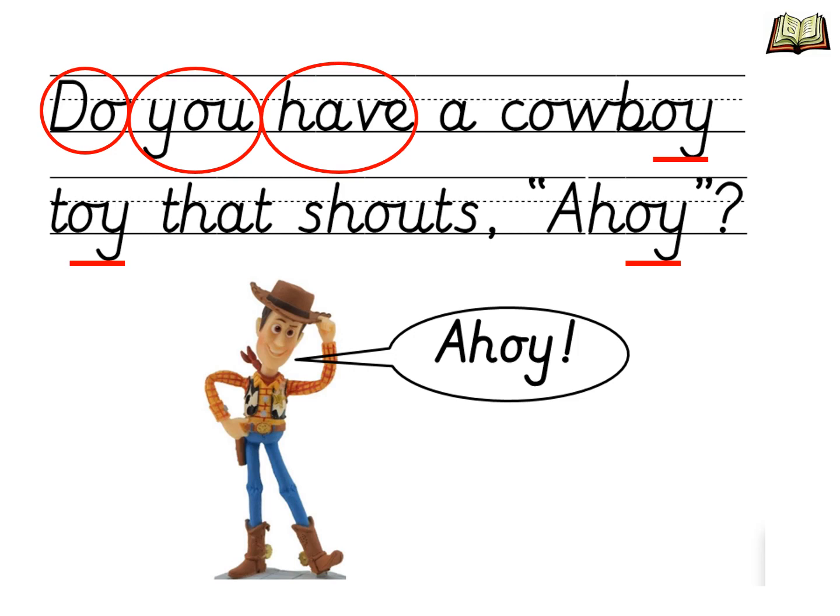Do you have a cowboy toy that shouts, "Ahoy"? Do you have a cowboy toy that does that? It isn't usually cowboys that shout ahoy, is it? It's usually pirates.